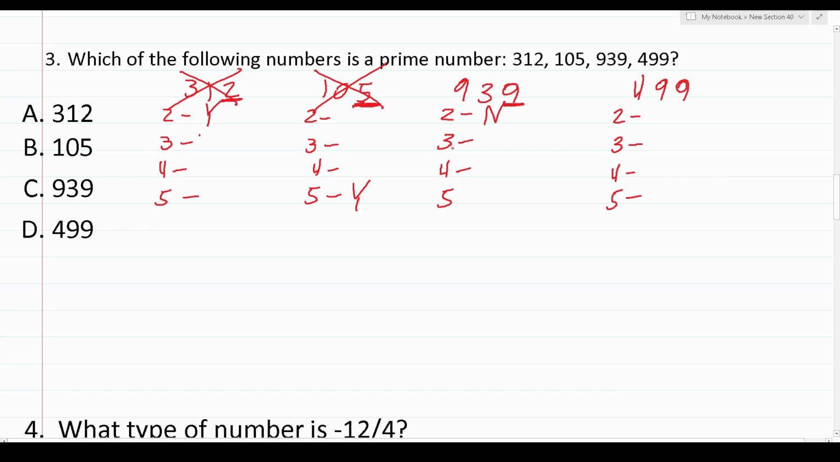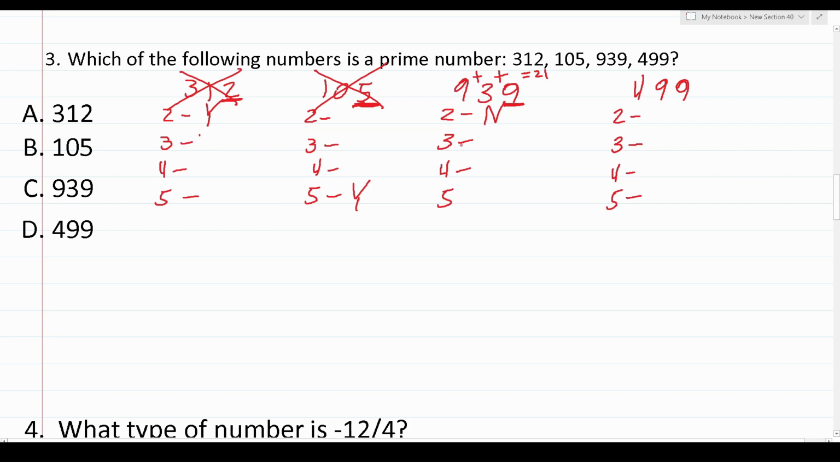To run a divisibility test for 3, you sum the digits in the number. So we're going to take 9 plus 3 plus 9. And if that sum is divisible by 3, then the number itself is divisible by 3. So let's sum these. 9 plus 9 is 18, 19, 20, 21. So the sum of 9 plus 3 plus 9 is 21.